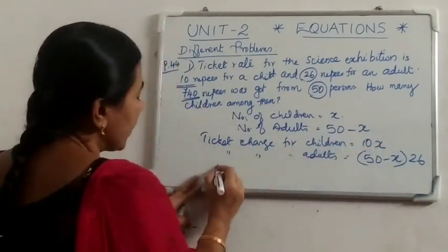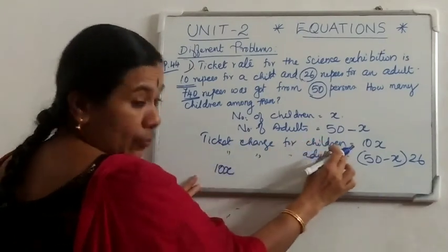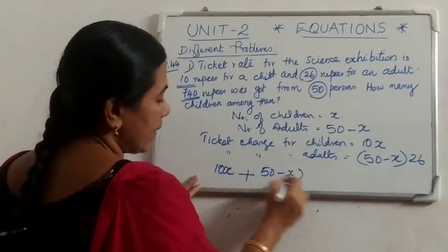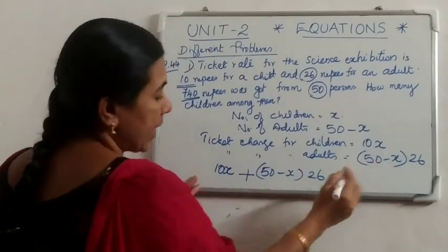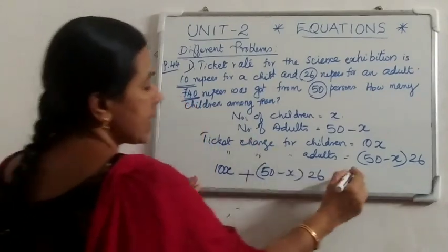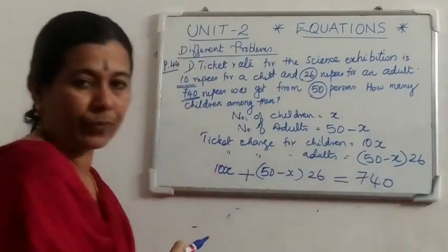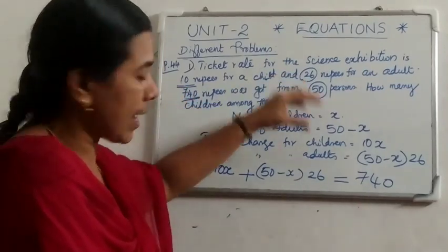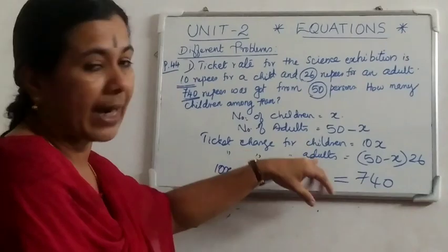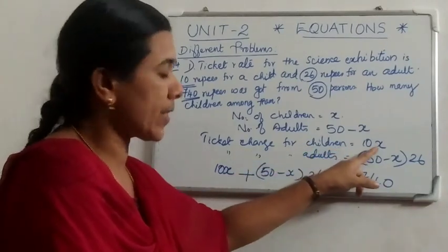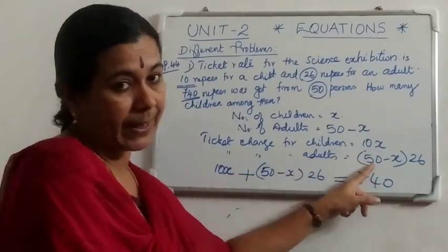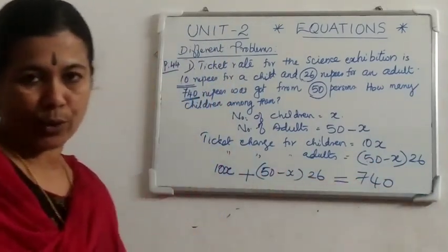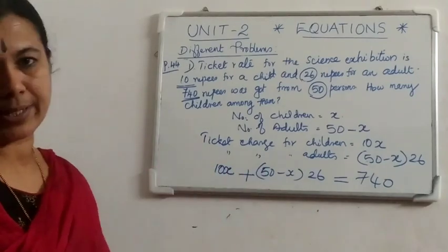What is the total? 10x, that is ticket charge for children, plus adults 50 minus x into 26 is the ticket charge. Both give 740. Now what idea? 740 is the total ticket charge. We find out separately the ticket rate of children and adults. Children ticket rate is 10x. Adults ticket rate is 50 minus x into 26. Both give 740. Simplify this, find x.